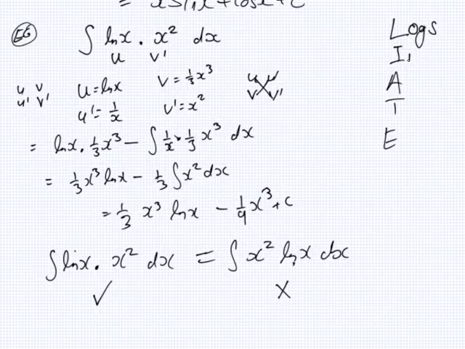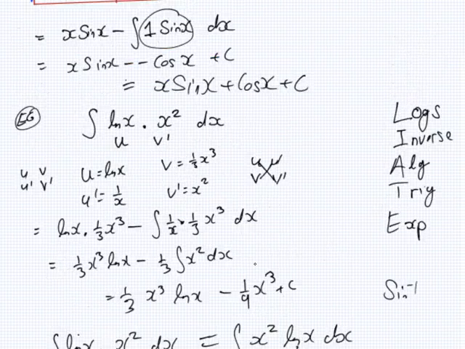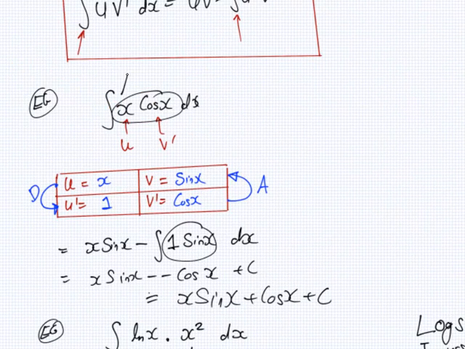Then you should write the inverse functions next, like sine inverse, cos inverse, tan inverse. The A stands for algebra, like x squared, x cubed. The T is for trigonometry: sine, cos, tan. And E is for exponential. So this one is good because the L is before the A. This one is bad because the A is before the L. This one is good because the A is before the T, LIATE.